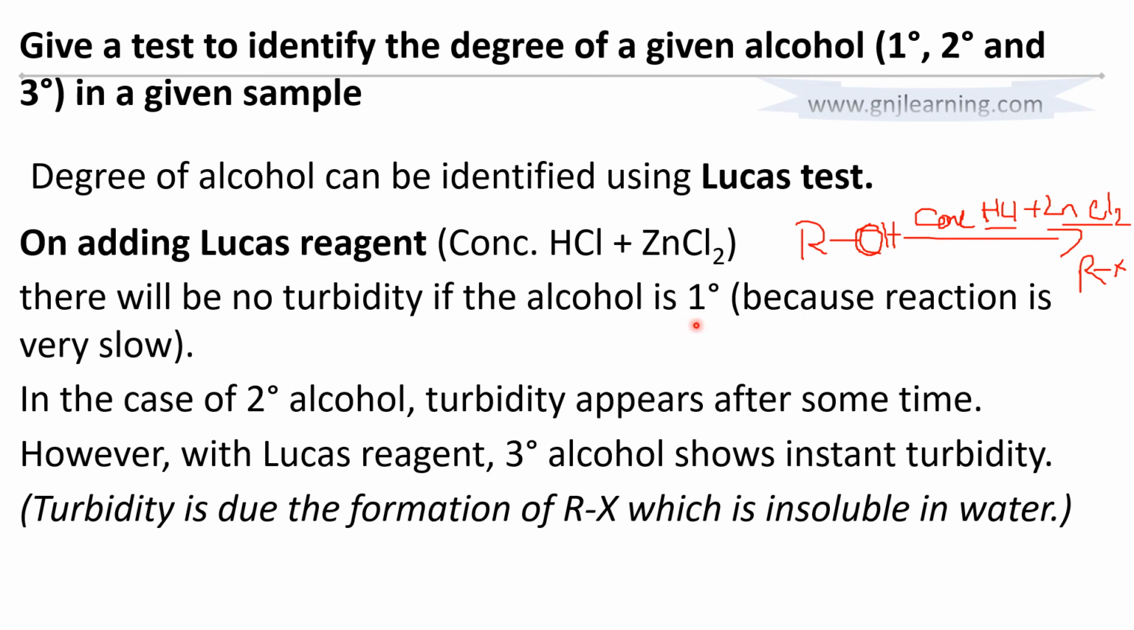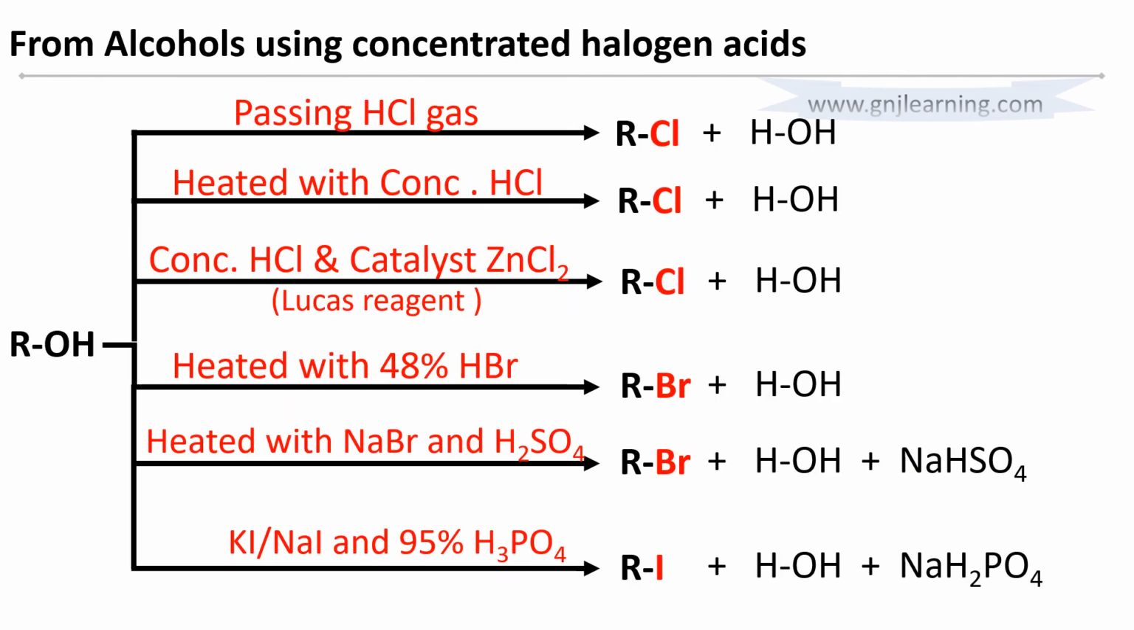So for primary alcohol, the reaction is very slow, so you will never see turbidity. Even if you are standing there for a couple of hours, you will not see turbidity. If that is the case, then the alcohol is primary, because RX will not be formed. In the case of secondary alcohol, RX is formed slowly, so after some time the solution appears turbid. Whereas in the case of tertiary alcohol, immediately when you add it, you will get RX and the solution turns turbid. Clear?